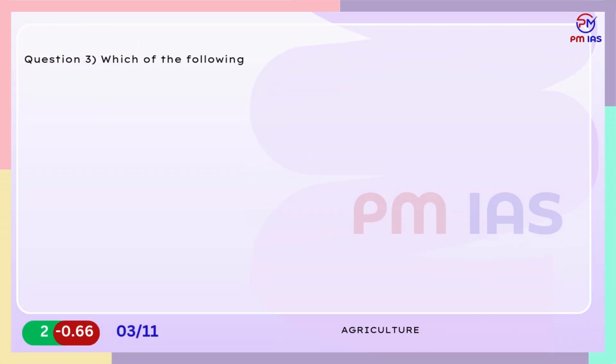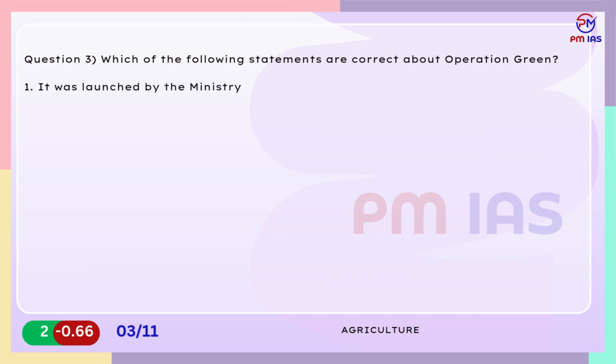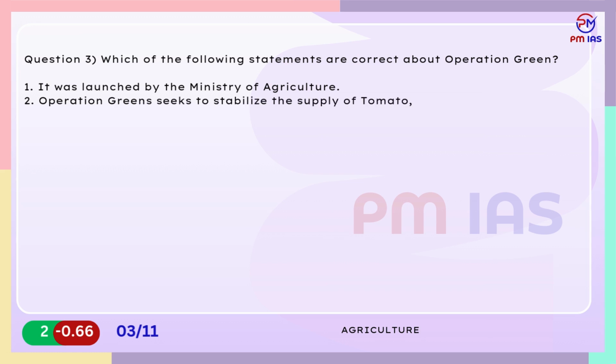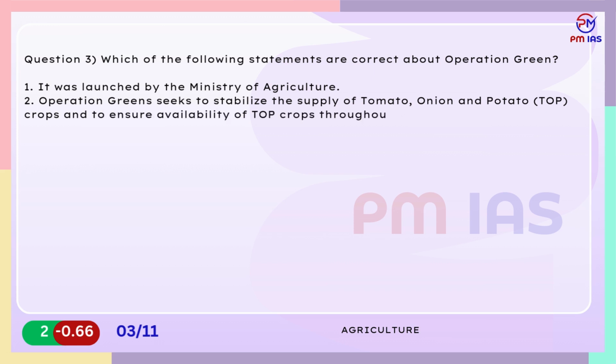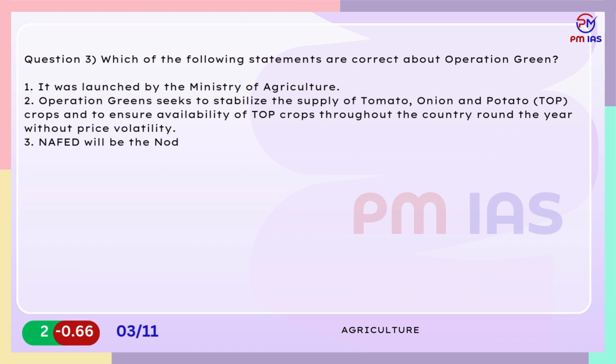Question 3. Which of the following statements are correct about Operation Green? 1. It was launched by the Ministry of Agriculture. 2. Operation Green seeks to stabilize the supply of tomato, onion and potato, TOP crops, and to ensure availability of TOP crops throughout the country round the year without price volatility. 3. NAFED will be the nodal agency to implement price stabilization measures under Operation Green.